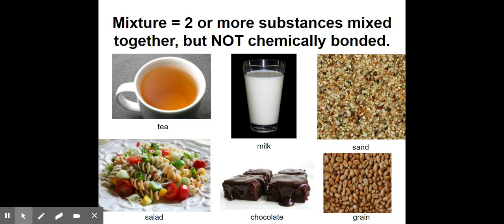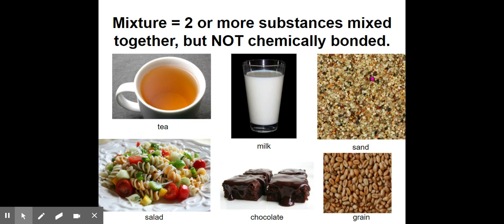Okay, a mixture is 2 or more substances mixed together but not chemically bonded. So at the molecular level, it looks all mixed up. So like tea, it looks like one thing. It's not just one thing. It's got water molecules, it's got different kinds of tea molecules, but they're mixed together. They're not bonded. You could separate them. Same with milk. There's water in milk and fat and protein, some vitamins, different stuff in there mixed together.